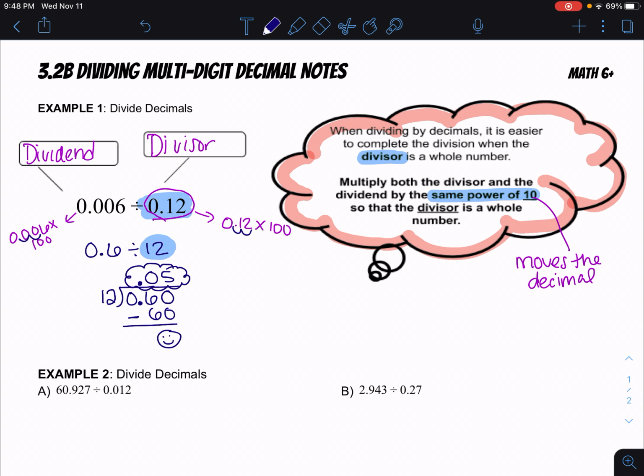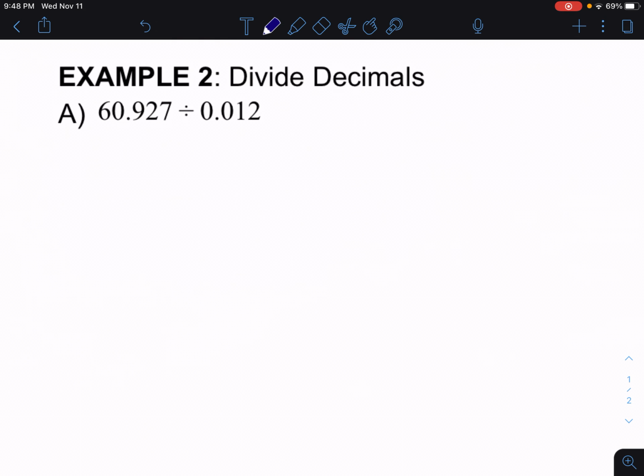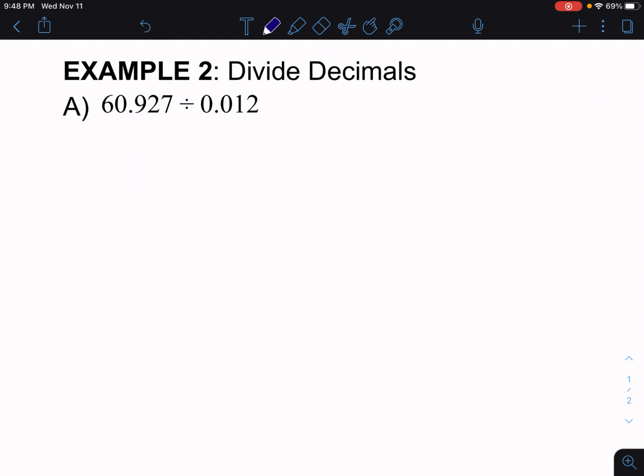Okay, this is the same as everything else that we do in math. When we do it to one, we have to do it to the other to keep things the same. So now we're going to do a couple more of these. So this one, 60.927 divided by 0.012. I'm actually going to be multiplying this, so 0.012 times 1,000 to move the decimal place 3 times. And if I do it to that side, I have to do it to this side as well.